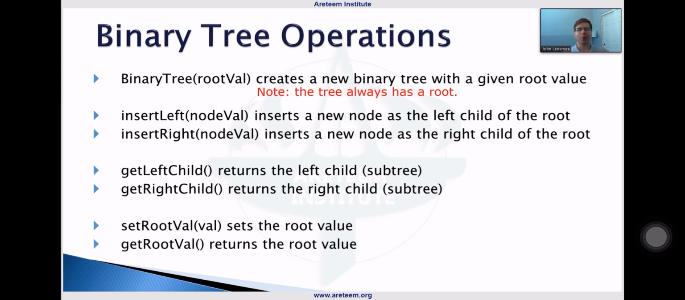Now, what are our operations? We're going to insert a node on the left, insert a node on the right, and we might want to get the left child, get the right child, and maybe get or set the root value here as well. Notice the tree has a very special place for the root. If we're talking about changing or getting values, we only have those operations for the root. Why is that?